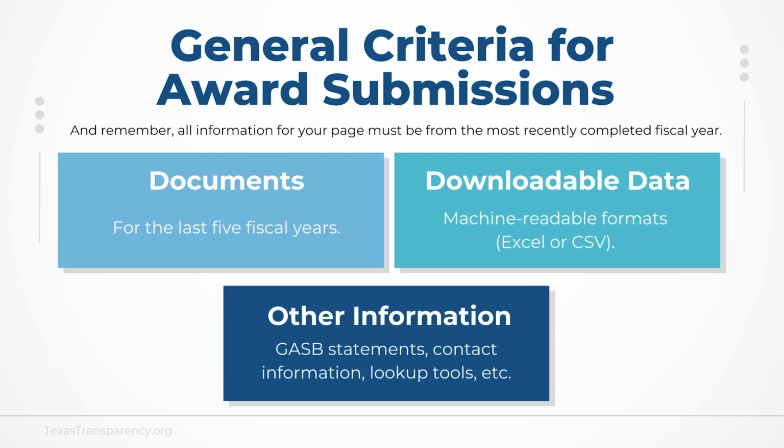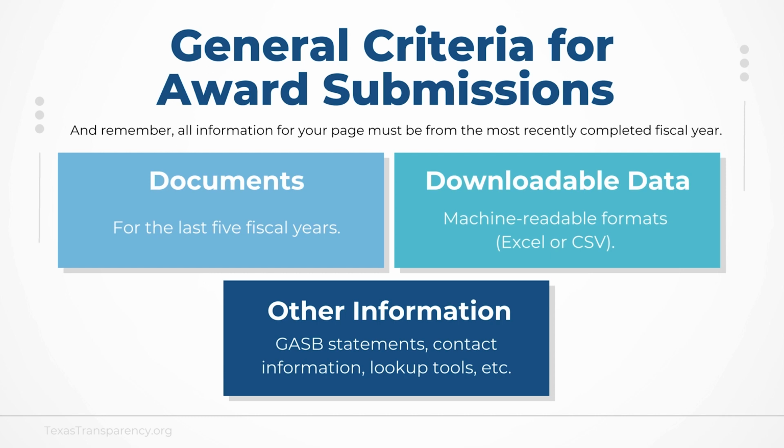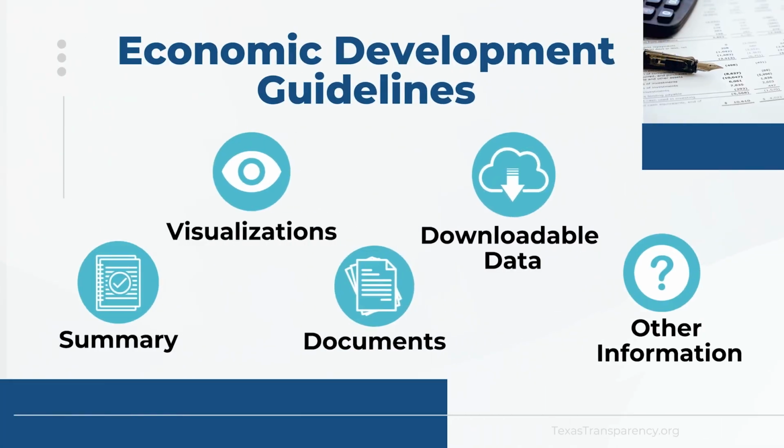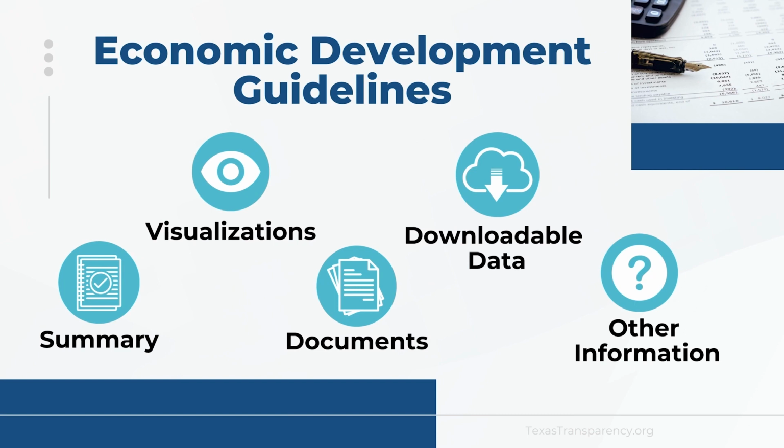And lastly, any other pertinent information such as GASB statements, lookup tools, agreements, or other relevant information from the most recently completed fiscal year. Efforts to increase transparency in this area inform taxpayers about programs and incentives supported by their tax dollars that are designed to attract industry and investments, create jobs, and otherwise grow the economy. Economic Development Transparency Star criteria enhance existing comptroller economic development programming and resources aimed at local governments.